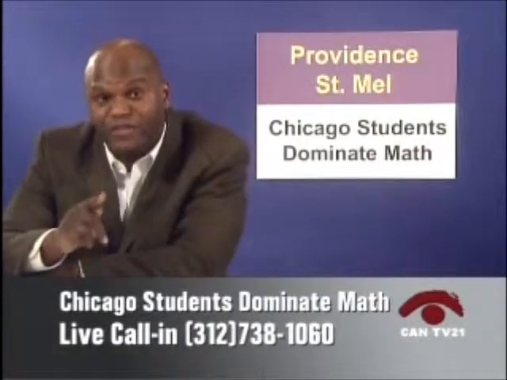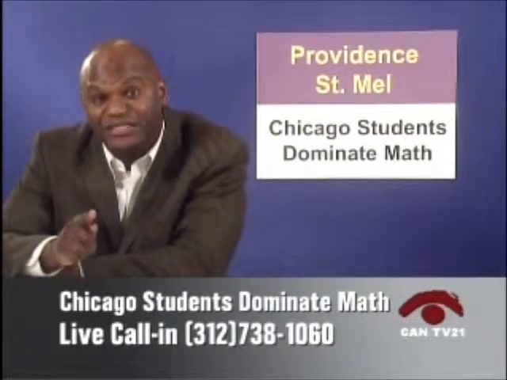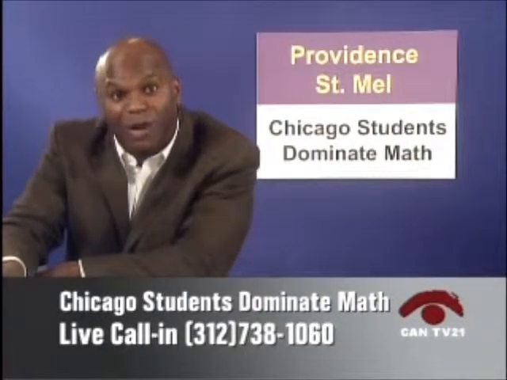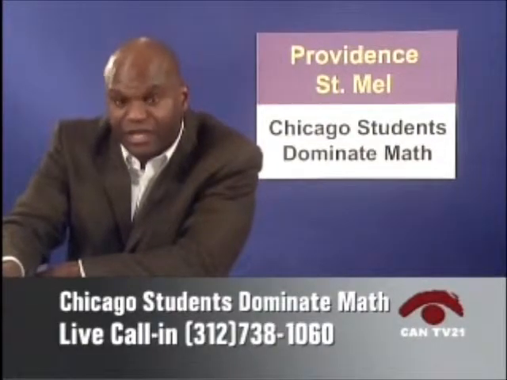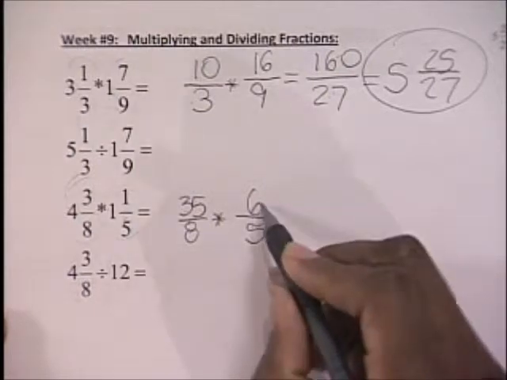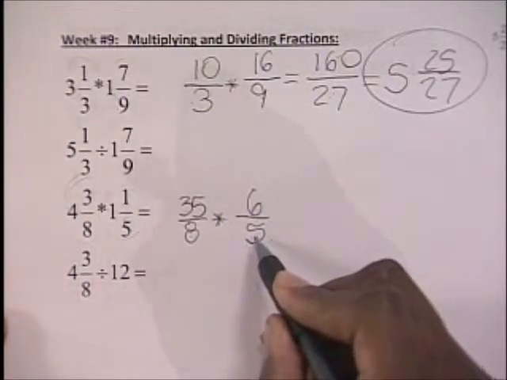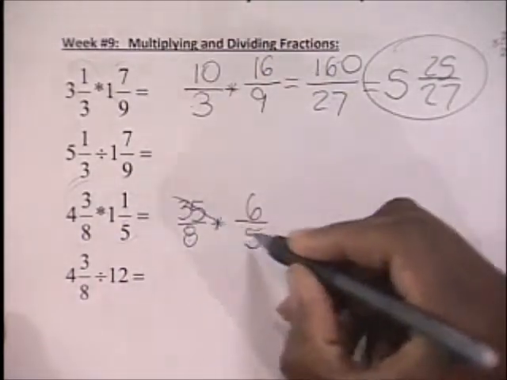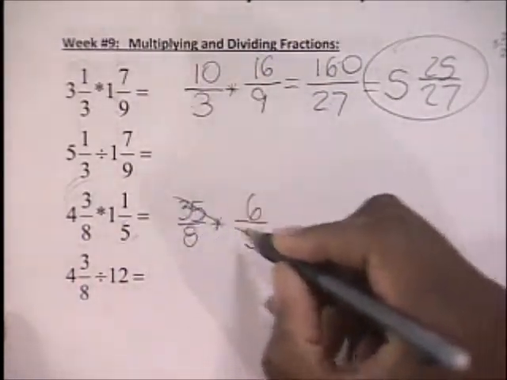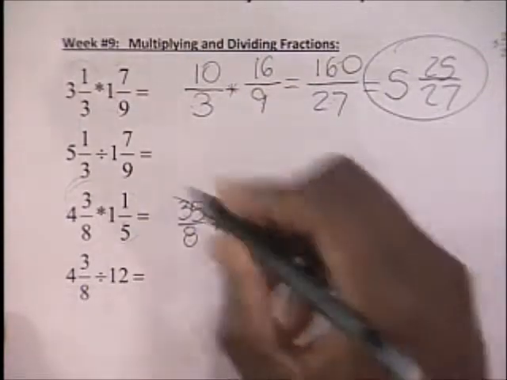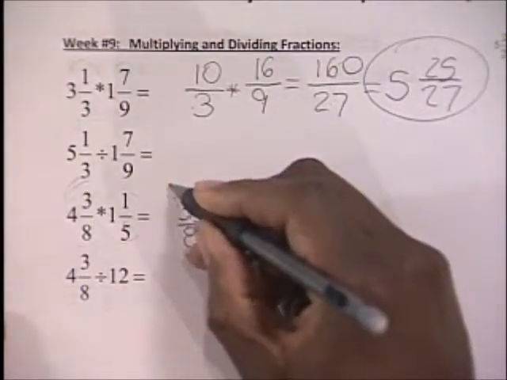I'd like you to notice that this problem is a little bit different in the sense that you can cross cancel. If you don't cross cancel, you're making the problem much more challenging than it has to be. You'd be multiplying 35 times 6, and 8 times 5, and the numbers get rather large. But if you cross cancel, you observe that the number 5 can divide into these numbers. 5 divided by 5 is 1, and 35 divided by 5 is 7.